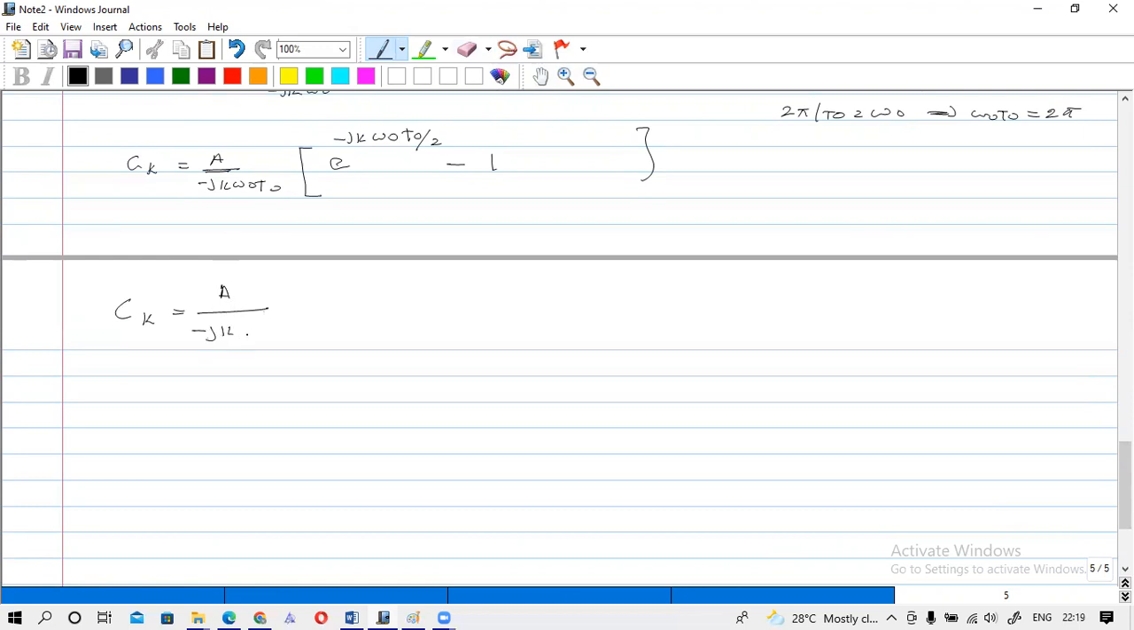Minus jk, so omega naught is nothing but 2 pi by T naught, and here also you have T naught, and here you have e to the power jk omega naught, where omega naught is 2 pi by T naught, and this is T naught by 2, minus 1. You can see that this T naught cancels out, so you will get ak as minus a jk 2 pi, and this T naught and this 2 will cancel out. You will have e to the power minus jk pi, minus 1. So this is the identity for Ck.